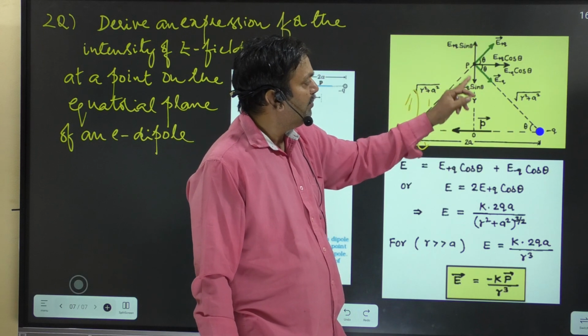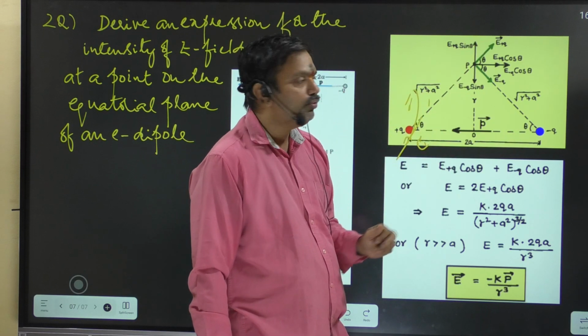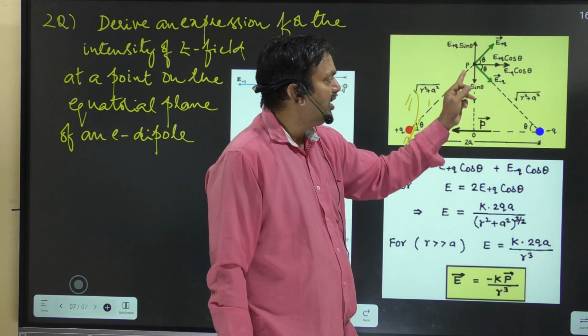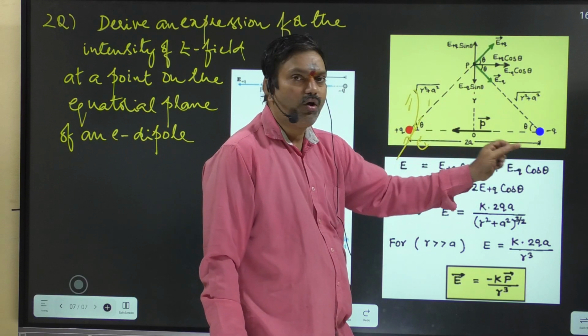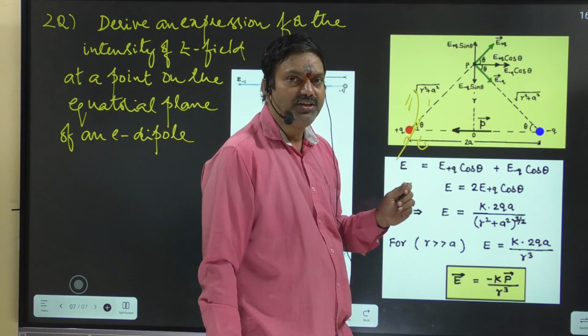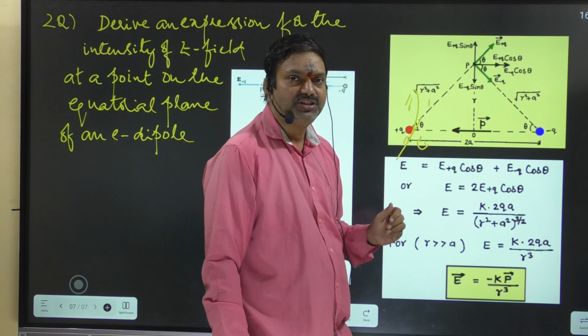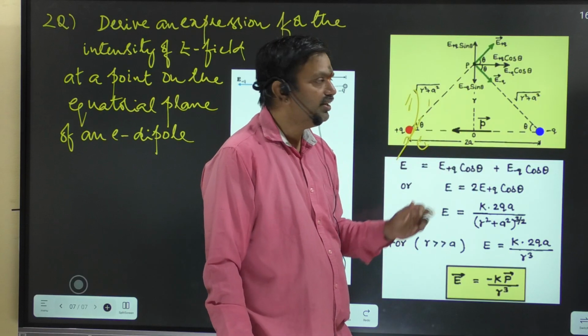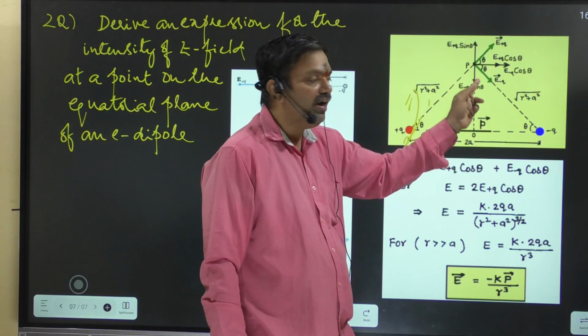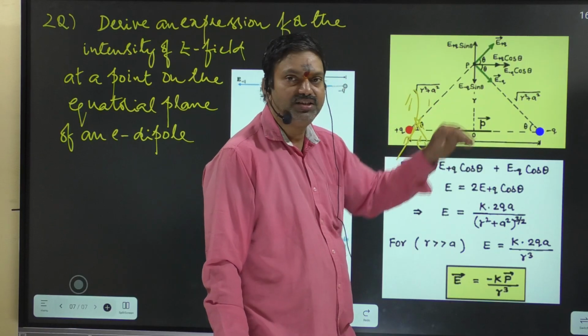And what about this side? As you see, this is a negative charge. When a unit positive charge is taken here and a negative charge is taken here, these two are of opposite signs and they mutually attract each other. So the electric field due to the negative charge is directed in this direction.